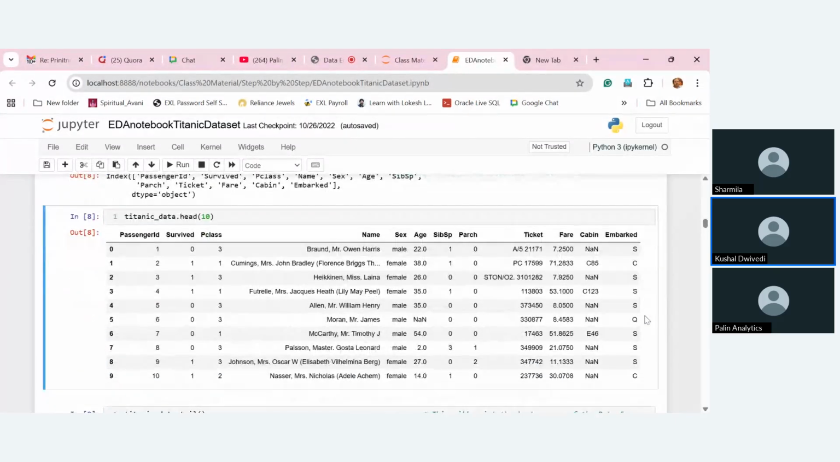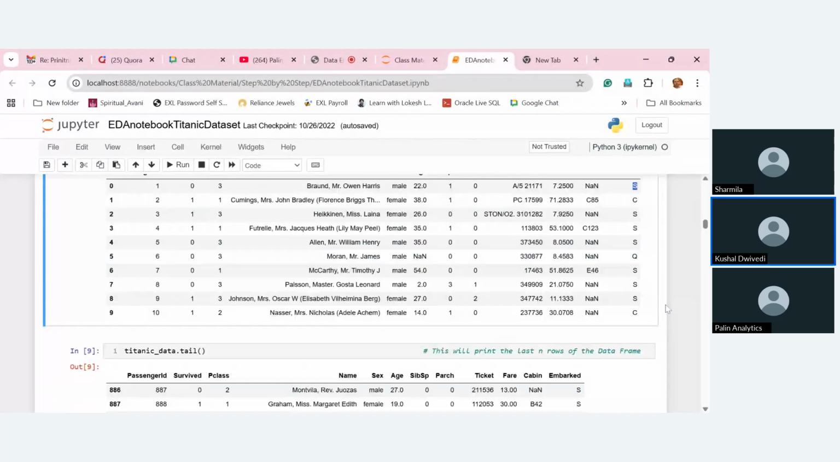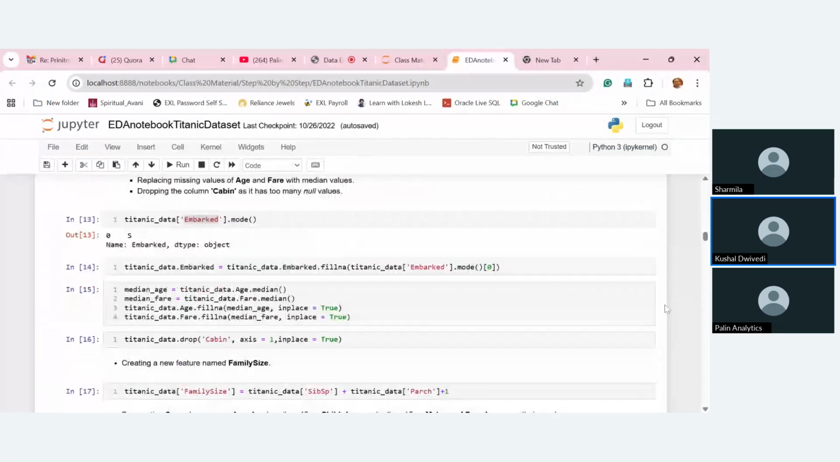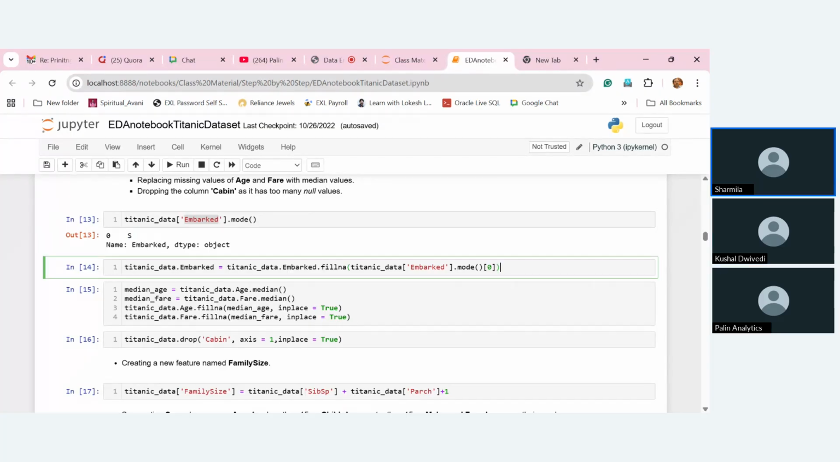Basically, the most repeated value was S. So the missing values are replaced by this S value. Here it is replaced. This is the code: Titanic data dot embarked fillna with embarked mode. Any doubt? No.